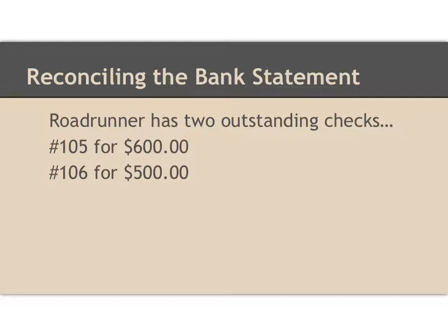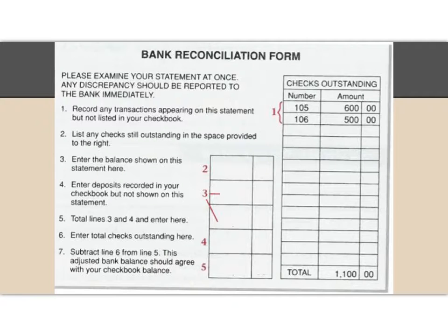So we look at the directions on the bank reconciliation form, and the first thing that we are told to do is to record the transactions appearing on this statement but not listed in your checkbook. We did that. That was the $8 service charge. List any checks still outstanding in the space provided to the right. There you go. Check 105 for $600, check 106 for $500. We've done that. We might as well add them up. 600 plus 600 plus 500 makes $1,100. We have $1,100 worth of outstanding checks.